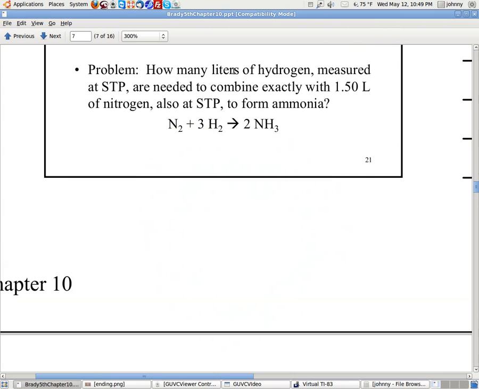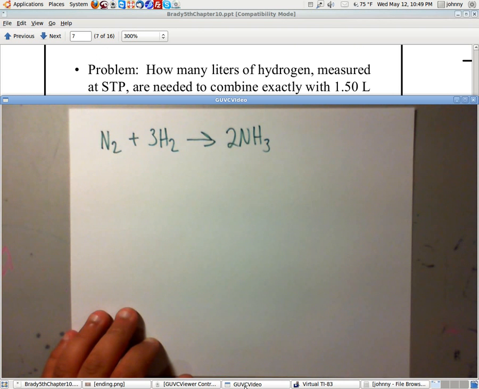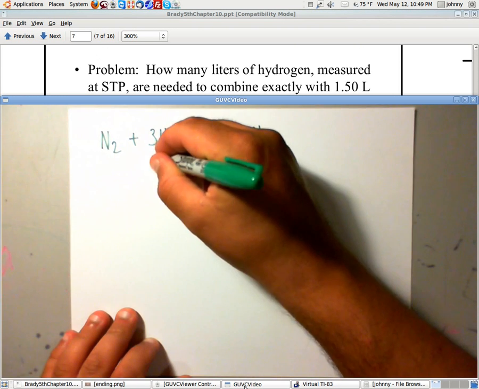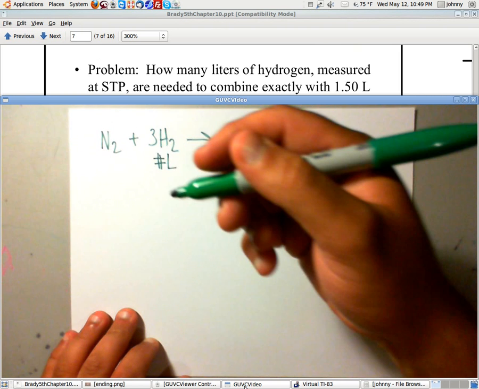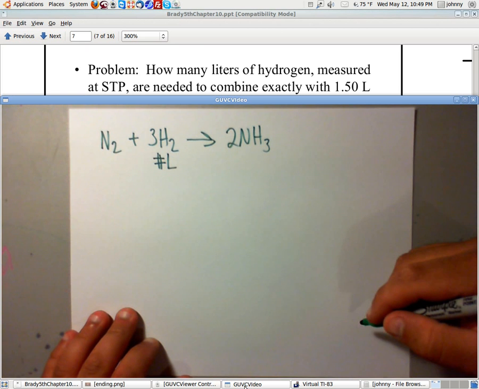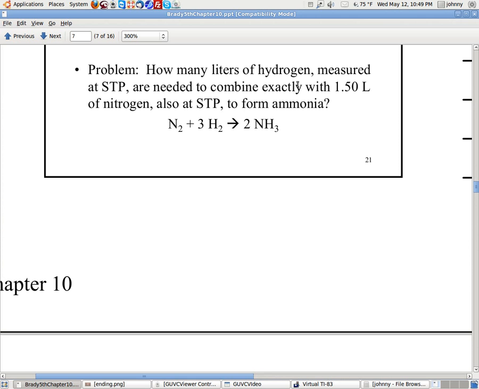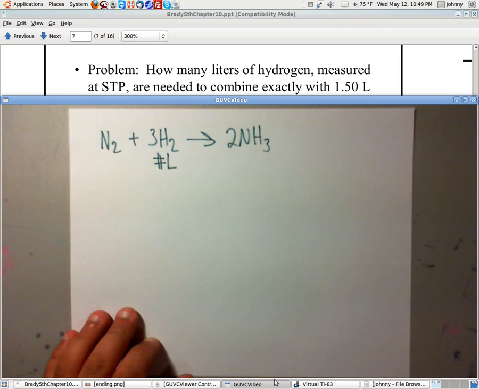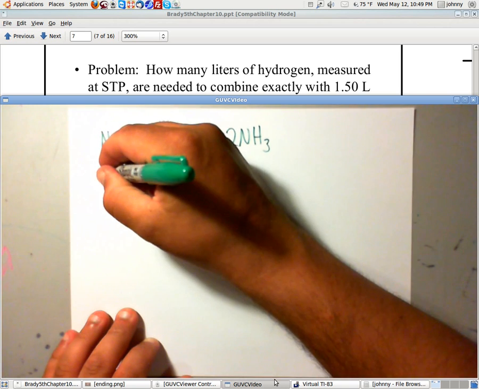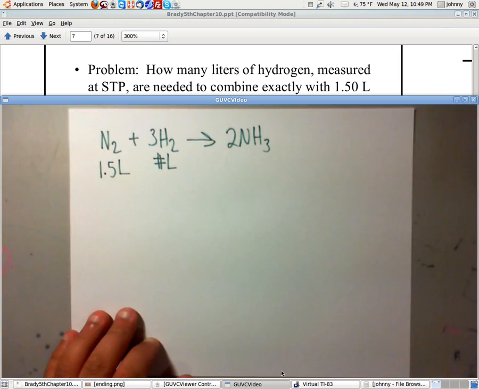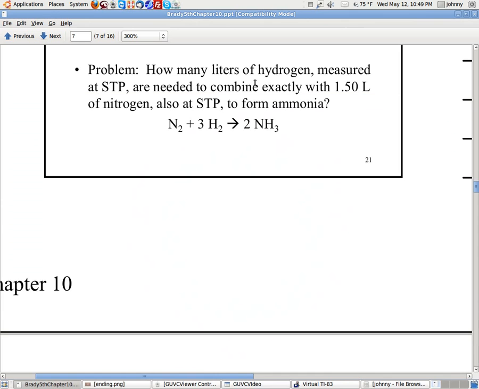Now they tell us that they want us to find, what was it again? I'll have to look. It says how many liters of hydrogen. So they ask us about how many liters of hydrogen. What I would do is under this I would put a number sign and liters. So that would be number of liters of hydrogen. And they're going to give me 1.5 liters of nitrogen. So underneath the nitrogen I'm going to write 1.5 liters of nitrogen. Okay, so I guess you can see how I've got this set up.